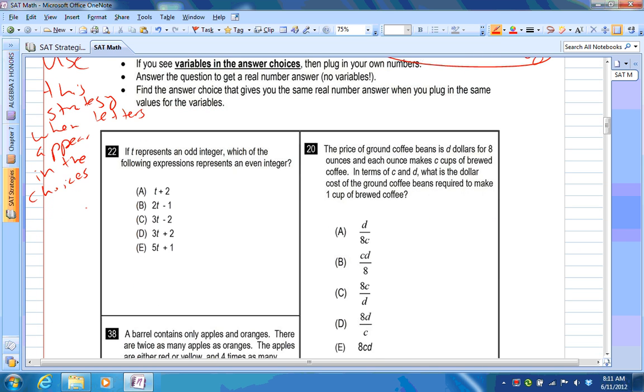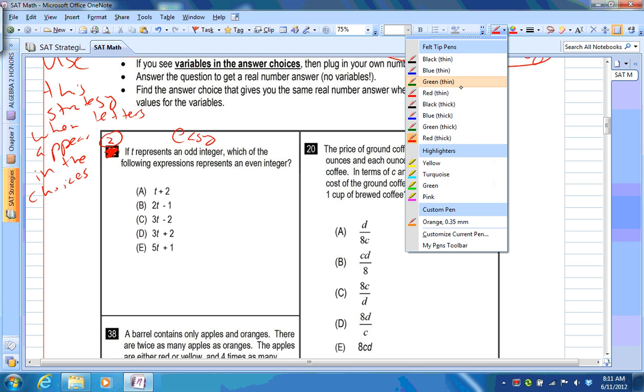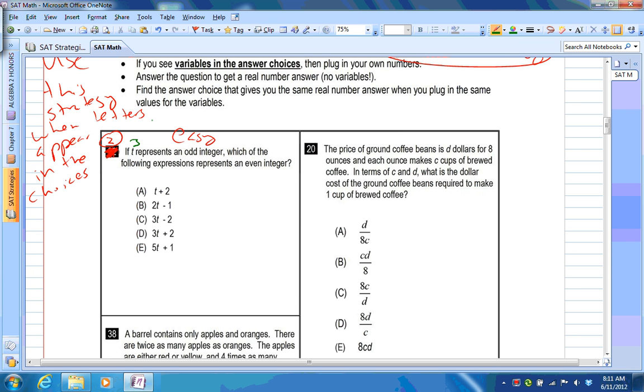So let's start with number 22. This actually would be more like a number 2 on an SAT section, so this would be, again, easy. If t represents an odd integer, which of the following expressions represents an even integer? Okay. So let's say t is 3, because it has to be odd, right? So which of the following is even? And typically when you see the words which of the following, usually you want to go through process of elimination. That'll be important.